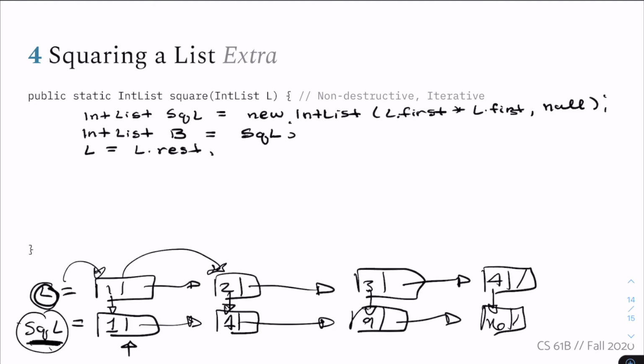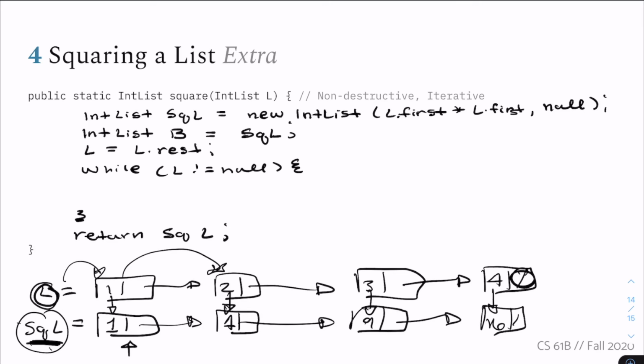Now we can follow kind of the same structure we did before. Once L reaches a null, that's when we know that we have hit the end of our list. So we can always just set while L does not equal null. We do the thing, and then once that's over, we return our square list.